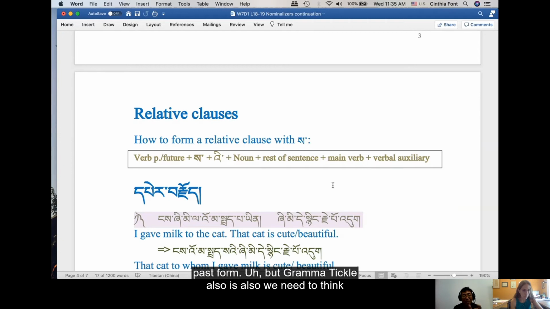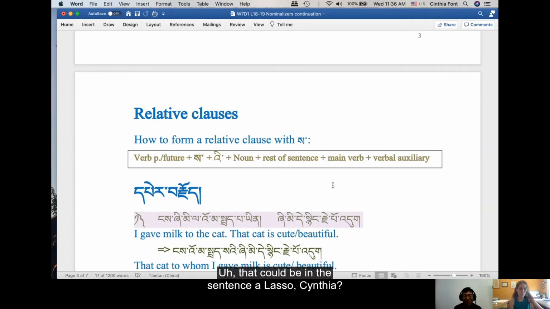But grammatically, we need to think it depends on the tense we are talking about. If we are talking about the future, it's good to use the future. Future and present are pretty much similar. If we are talking in the past, it's good to use the past form. So it depends on the tense. And you also see in a lot of sentences the past form of the verb.